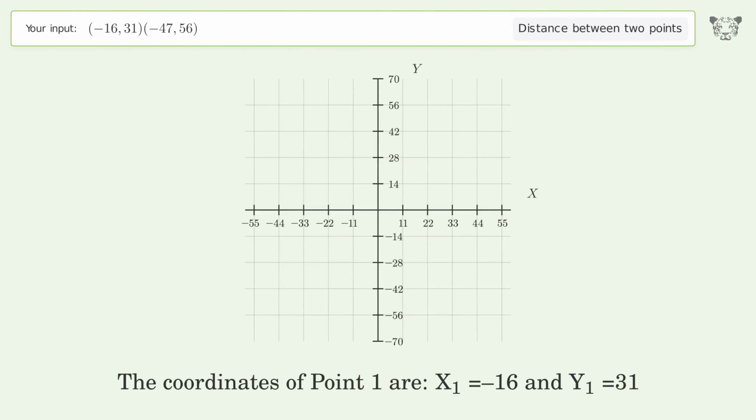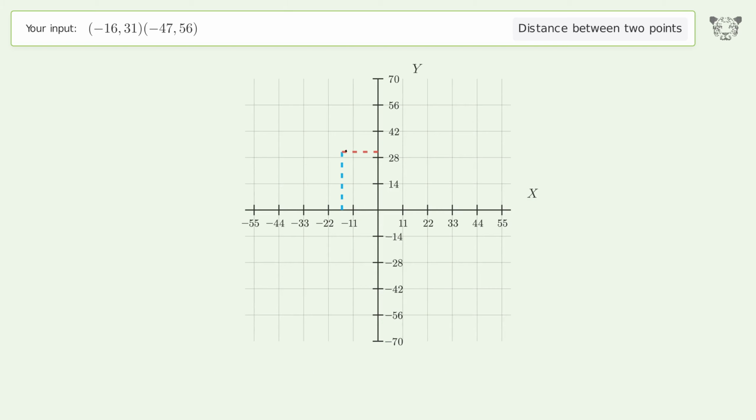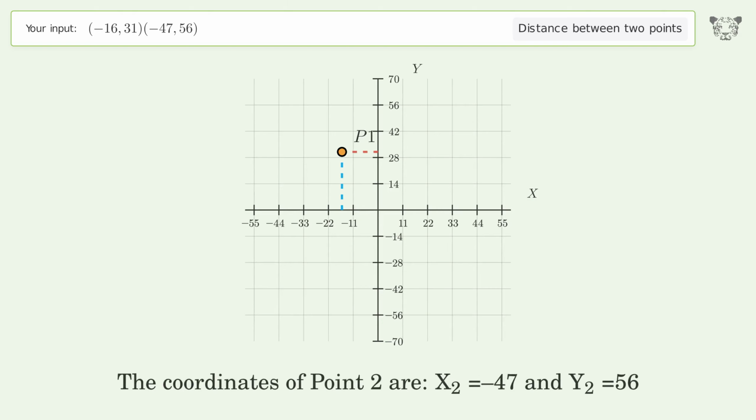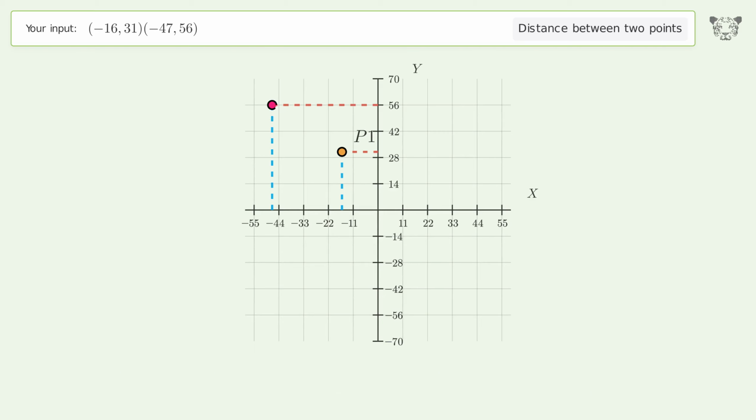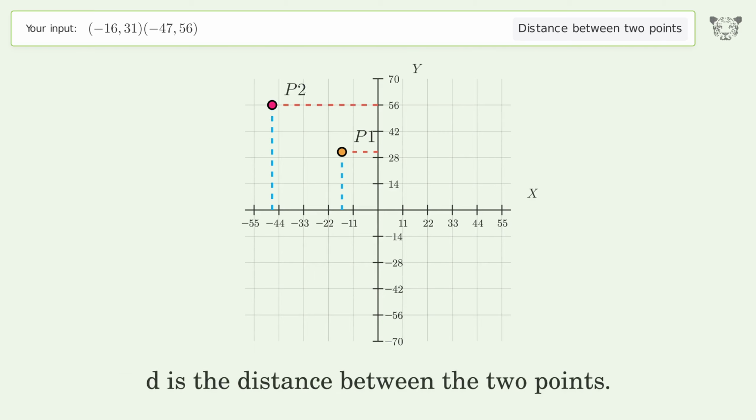The coordinates of point 1 are x1 equals -16 and y1 equals 31. The coordinates of point 2 are x2 equals -47 and y2 equals 56. D is the distance between the 2 points.